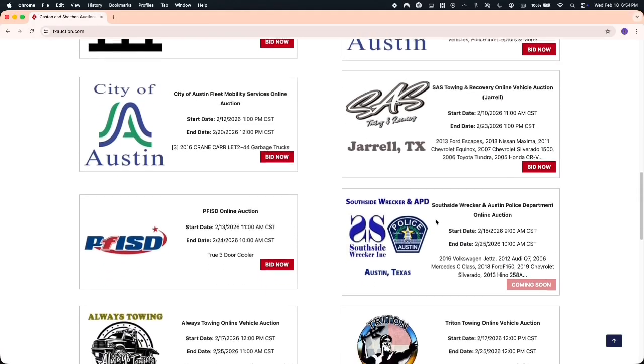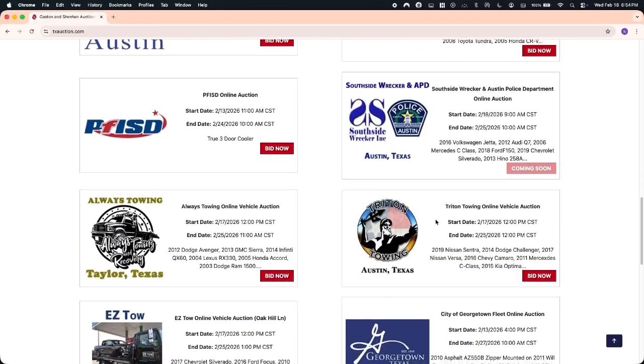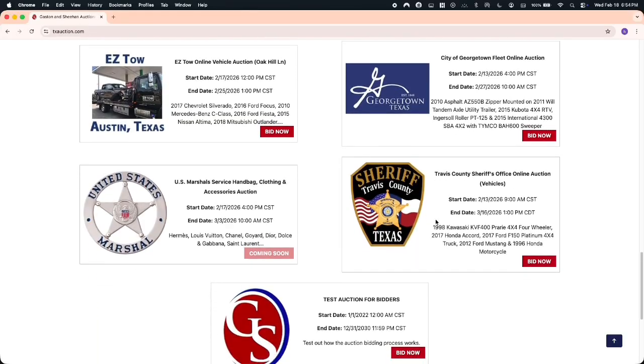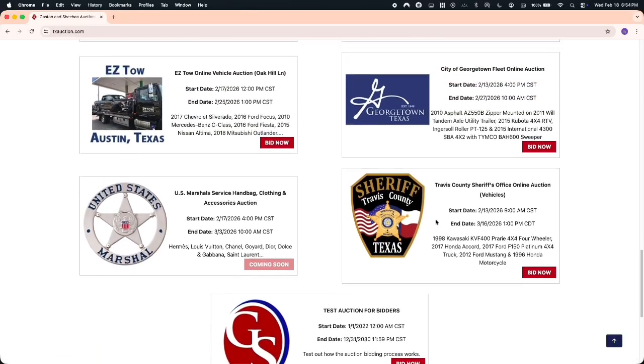So that is basically how you buy tax lien or tax foreclosure properties in Texas. It can be a good opportunity, but only if you do your research and understand the risk.